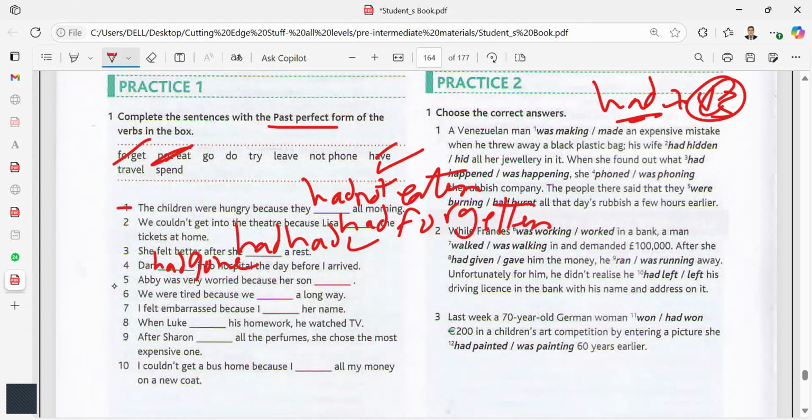Abby was very worried because her son hadn't phoned. ابنها ما اتصلش، عشان كده قلقانة. Because her son hadn't phoned. طيب number 6.